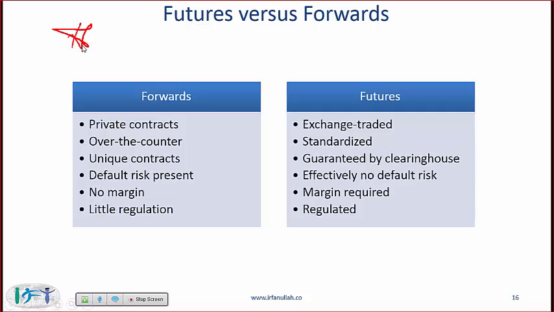This slide is important. I have often seen questions that check whether you understand the difference between futures and forwards. Forwards are private contracts over the counter. They are unique or customized. There is default risk. There is no margin requirement, and there is little regulation. On the other hand, futures are exchange traded, they are standardized, guaranteed by the clearinghouse, effectively no default risk, there are margin requirements, and they are regulated. So these are the most important distinctions.